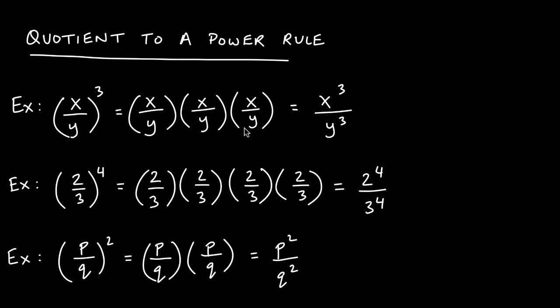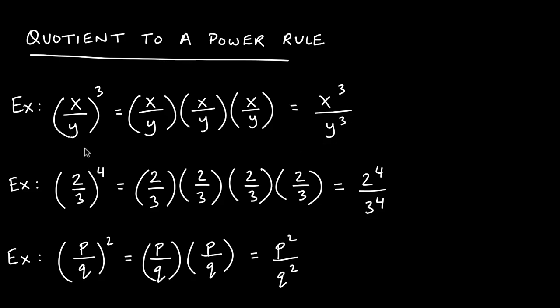And once I've gotten rid of the exponents, I can see that I have 1, 2, 3 x's being multiplied by themselves. So I can condense that into x to the third. Similarly, I have y times y times y. That's the same as y to the third.